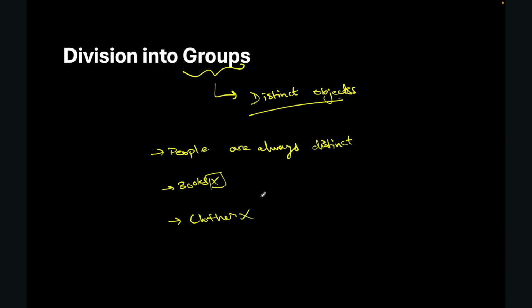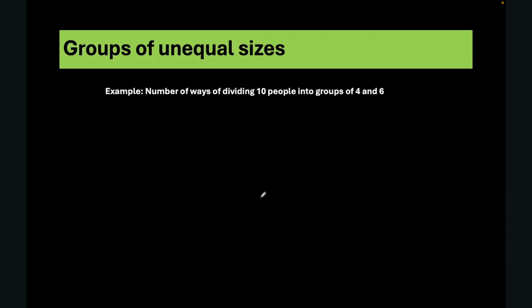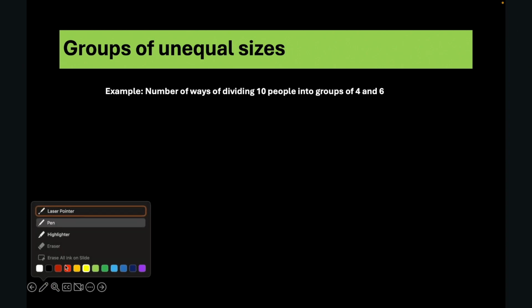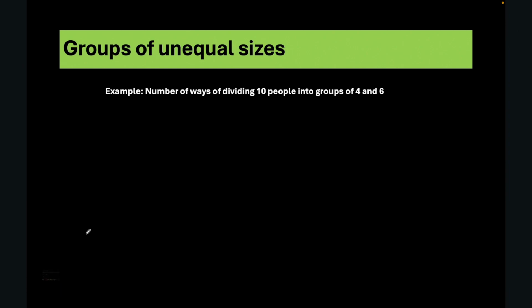Okay, so we're going to have two parts of groups. We're going to have one of unequal sizes, and one of equal sizes. So let's take a look at unequal sizes. In this example, we're told: how many ways can we divide 10 people into groups of 4 and 6?